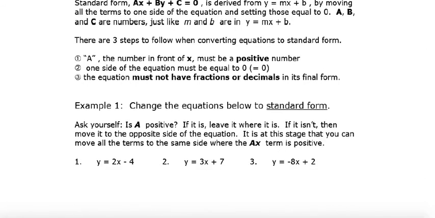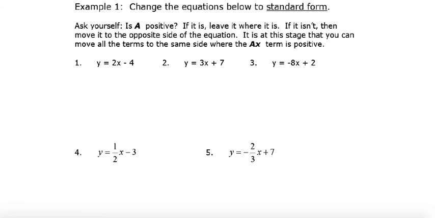So we're going to change the equations into standard form. When you're doing that, you have to ask yourself some questions. Once you've turned it into standard form, ask yourself, is A positive? If it is, leave it where it is. If it isn't, then you can move all the terms to the same side where the ax term is positive.